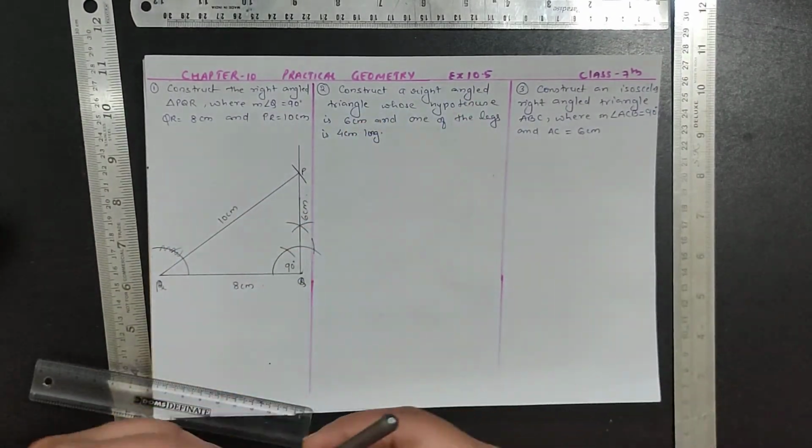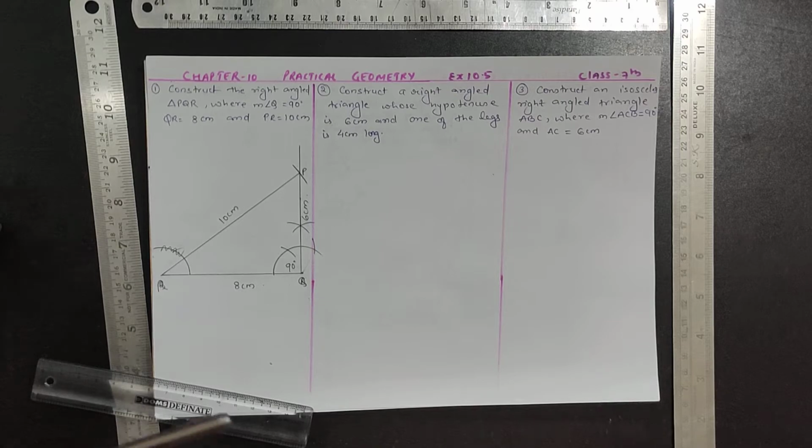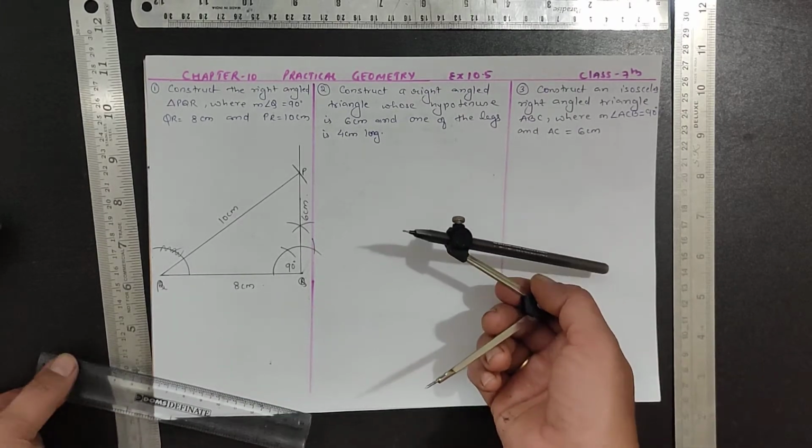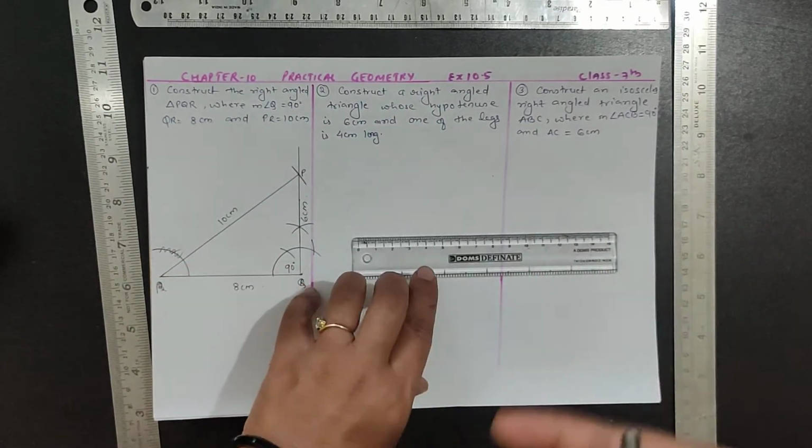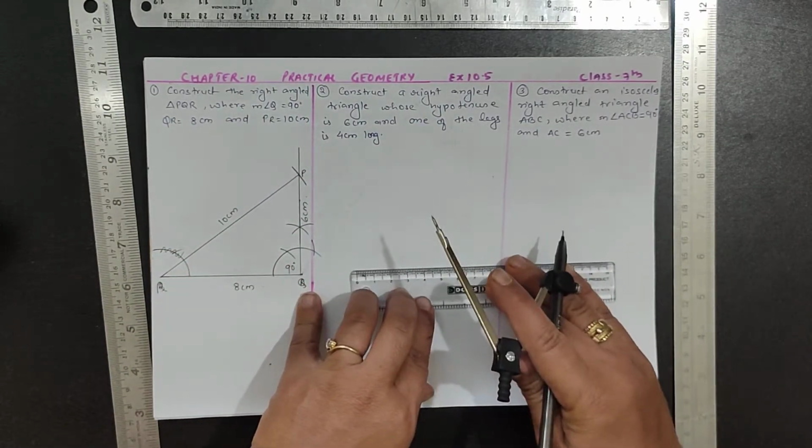Construct a right angle triangle whose hypotenuse is 6 centimeter and one of its legs is 4 centimeter long. So just start drawing one of its legs, 4 centimeter.